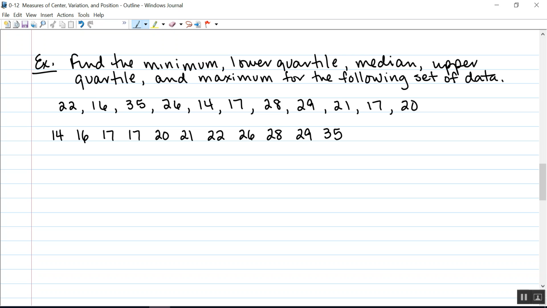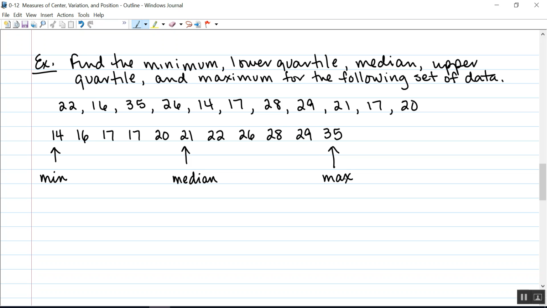So let's start with the median. Since there are 11 data values, if I take 5 off of each side, that's going to give me 21 as my median. And of course, this is going to be my minimum value right here. And this one's going to be my maximum value.